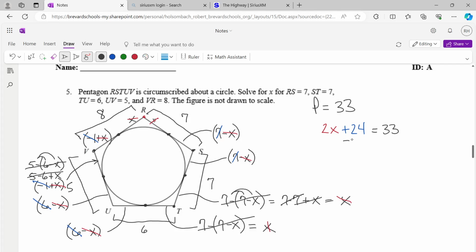So then we can subtract 24 from each side. And 2x is equal to 33 minus 24, which is 9. And then divide both sides by 2. And our x equals 4.5.